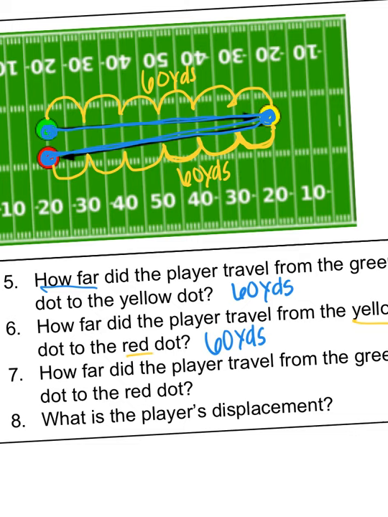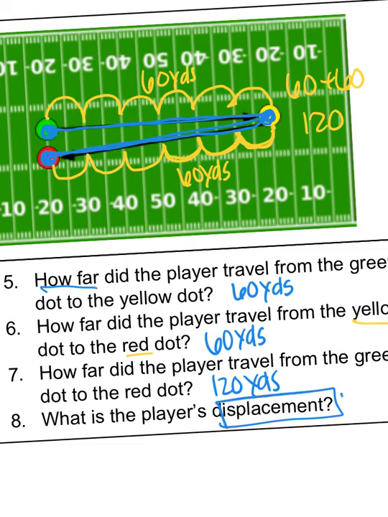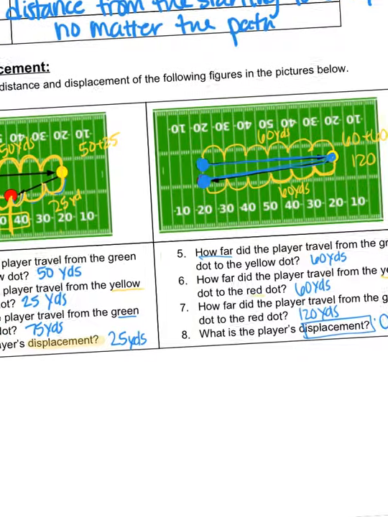Say it. 60 plus 60 is 120. Yes, very good, Tyler. Now, displacement. The difference between the green dot and the red dot. Very good. It is 0. He started at the 20-yard line here, and he ended at the 20-yard line here. Does that make more sense now?